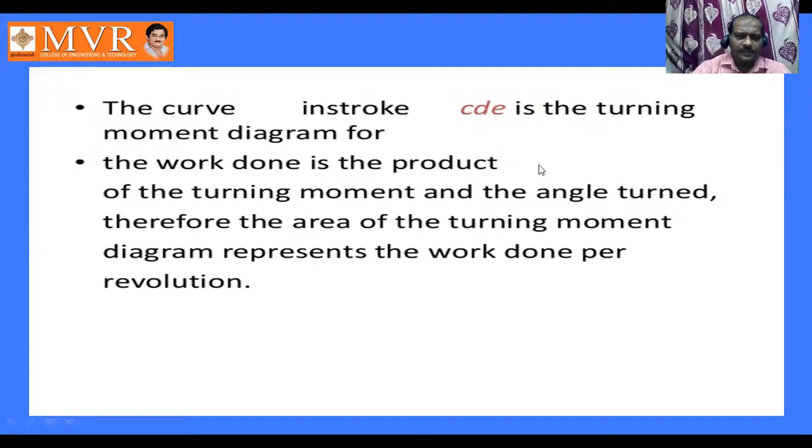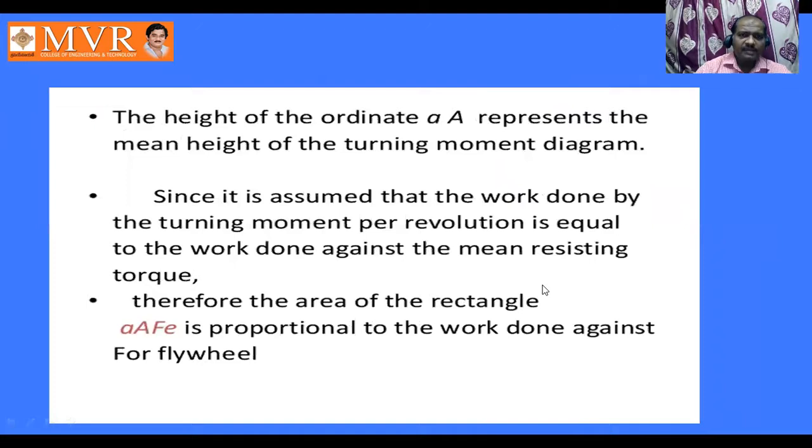See, work done is the product of the turning moment diagram and the angle turned. Angle turned means crank angle turned. Therefore, the area of the turning moment diagram represents the work done per revolution. The height of the ordinate OA represents the mean height of the turning moment diagram, since it is assumed that the work done by the turning moment per revolution is equal to the work done against the mean resisting torque.